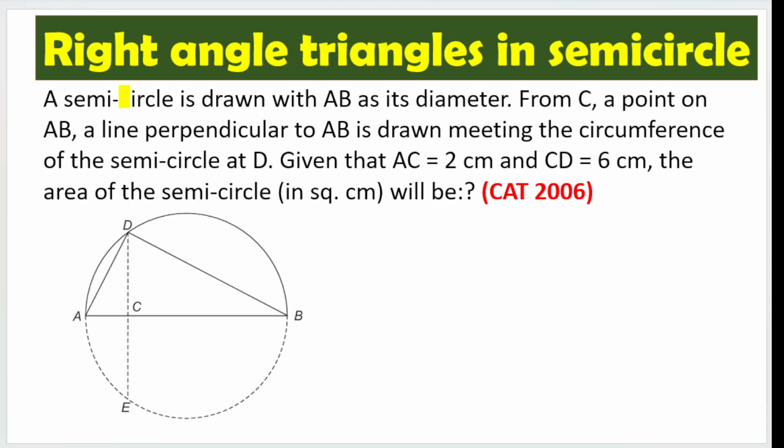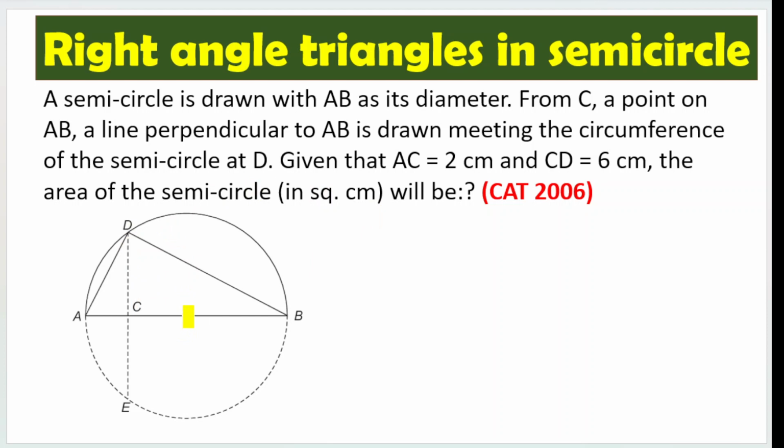Hi friends, in this problem we are given a semicircle with its diameter AB. From C, a point on the diameter AB, a line perpendicular to AB is drawn, meeting the circumference of the semicircle at D. This CD is perpendicular to AB. Given that AC is 2 centimeters and CD is 6 centimeters, find the area of the semicircle.